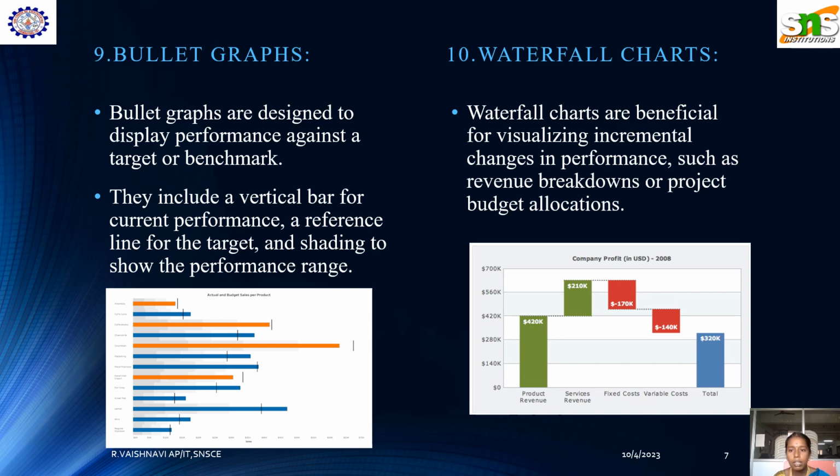Next one is the waterfall charts. Waterfall charts are beneficial for visualizing incremental changes in performances, such as revenue breakdowns or project budget allocation. Here we have the example. First one, product revenue, and the next one is the service revenue, fixed cost, variable cost, etc.